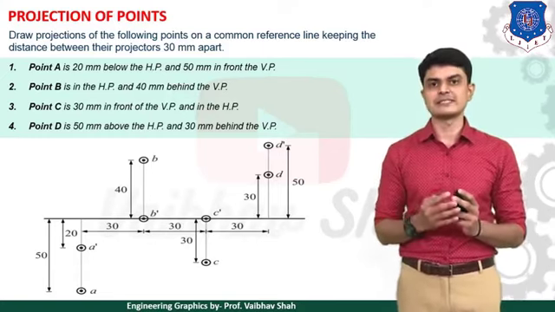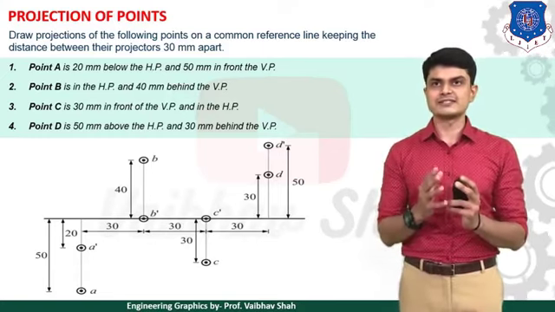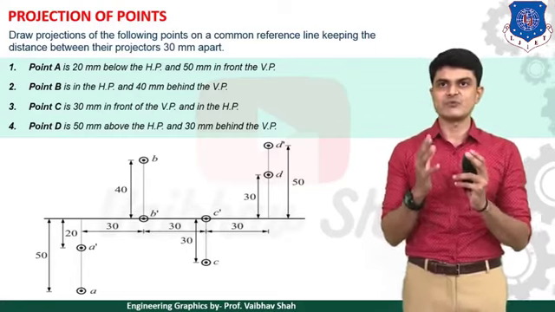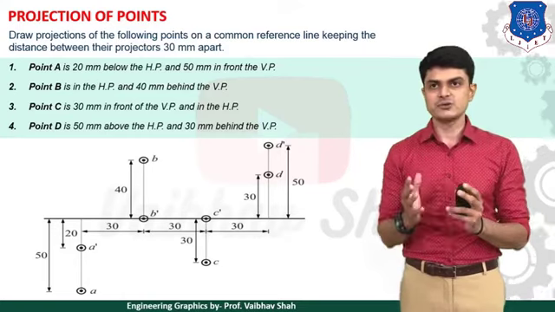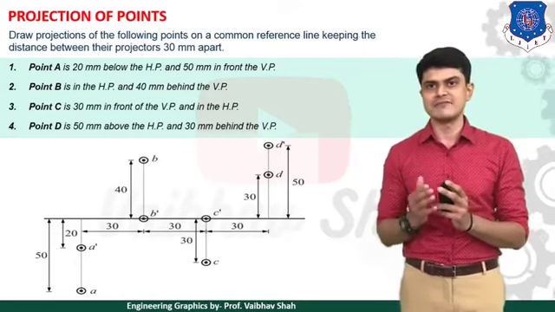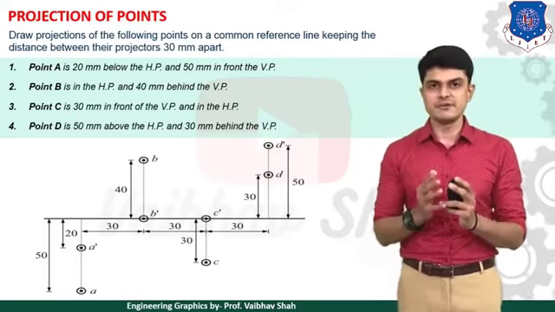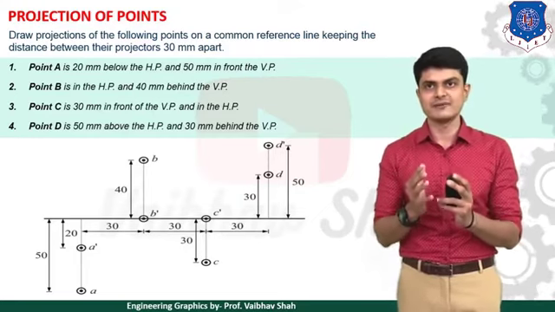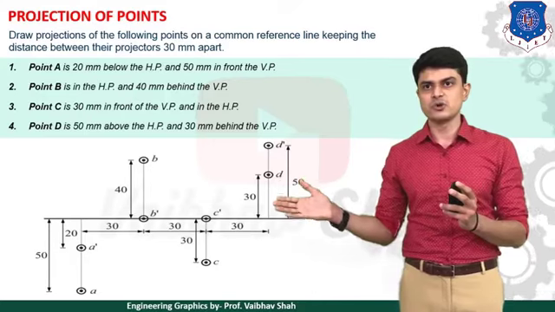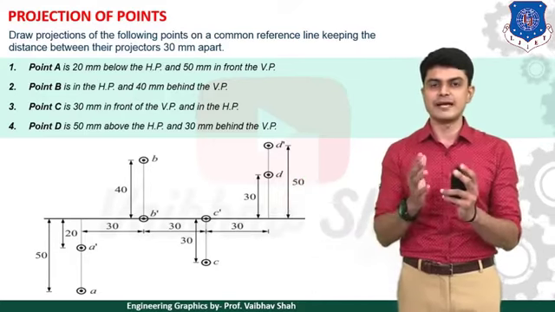So we have a total of 4 examples to do. Let us see the first example. Point A is 20 mm below HP and 50 mm in front of VP. So let us solve the first example on the far left. 20 mm below HP means below the XY line. So the A dash point would be below the XY line, 20 mm. So you need to draw point A dash 20 mm below the XY line.